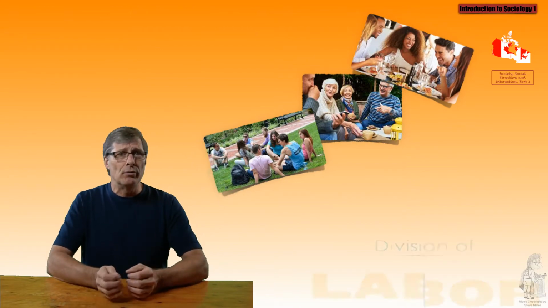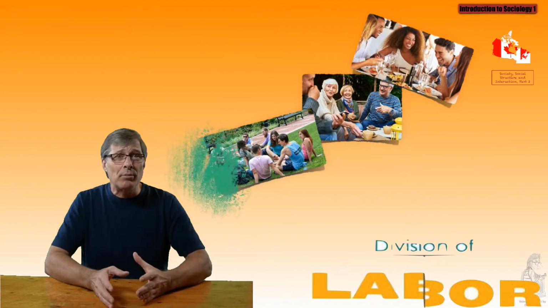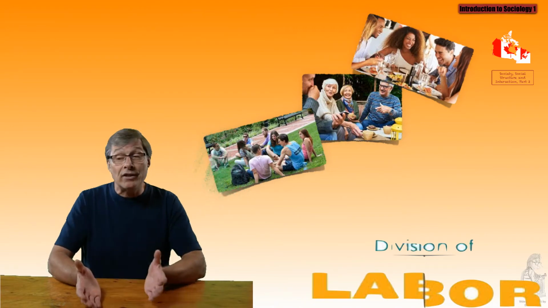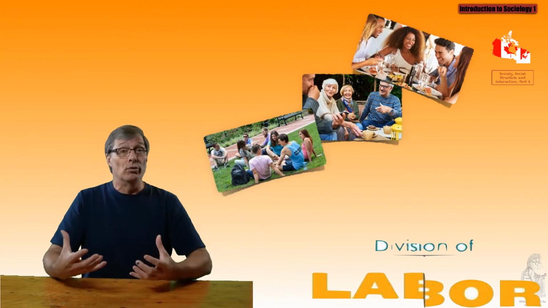Social solidarity stems from a society's social structure, which in turn is based on a society's division of labor. Division of labor refers to how the various tasks of a society are divided up and performed. Who gets assigned to what, not specifically as an individual, but as groups.